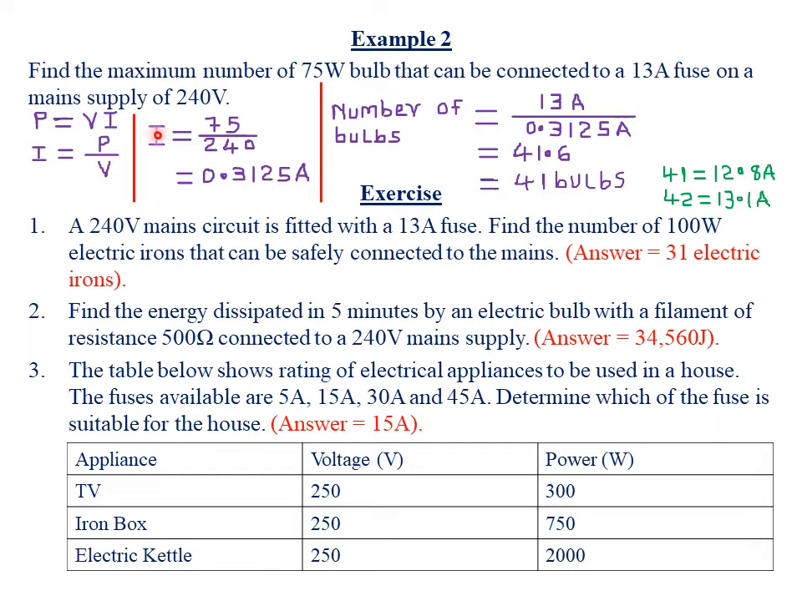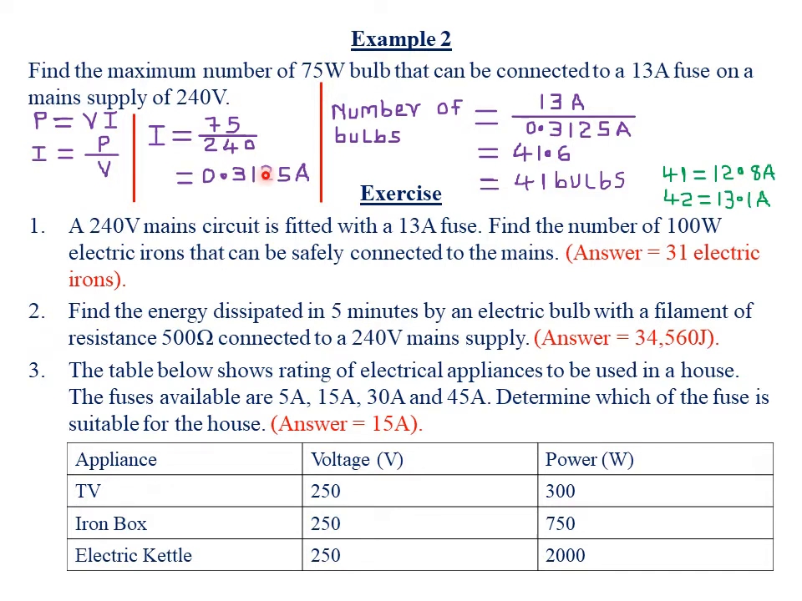So the current that is required by the bulbs will simply be equal to the power, which is 75 watts, divided by the voltage, which is 240 volts. So 75 divided by 240, you'll simply obtain a current of 0.3125 amperes. Therefore, to find the number of bulbs which are required, we'll take the fuse rating, which is 13 amperes, divided by the amount of current that we have. Remember, this is the current for only one bulb.